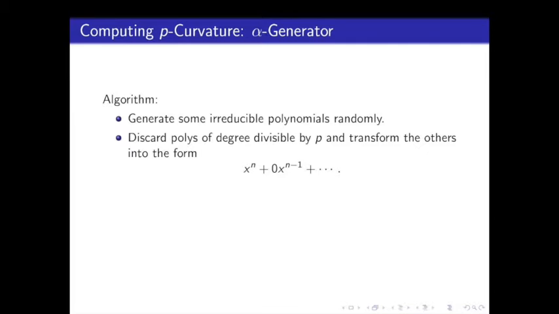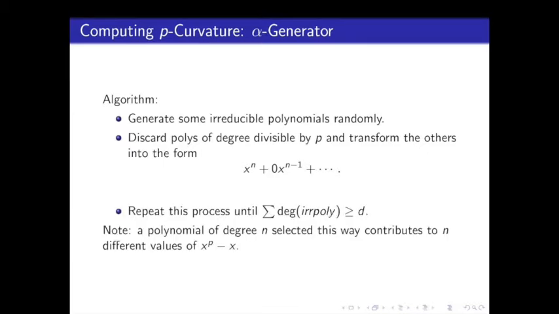Okay, and then for those irreducible polynomials, we discard polynomials of degree divisible by p, and we then transform the other polynomials into this form. Of course, after we rewrite the other polynomials in this form, we discard the repeated polynomials. If polynomials are the same, then we just keep one. And we repeat this until the sum of degrees of these polynomials is greater than or equal to D.